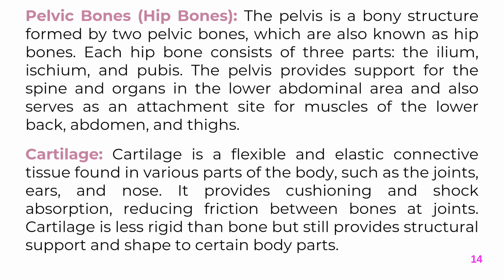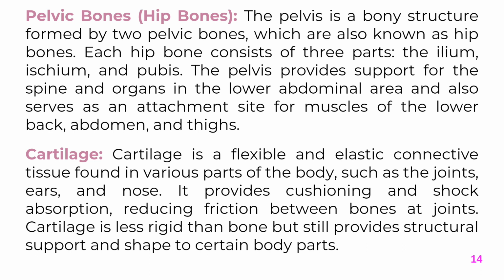Pelvic bones, hip bones. The pelvis is a bony structure formed by 2 pelvic bones, which are also known as hip bones. Each hip bone consists of 3 parts: the ilium, ischium, and pubis. The pelvis provides support for the spine and organs in the lower abdominal area and also serves as an attachment site for muscles of the lower back, abdomen, and thighs.